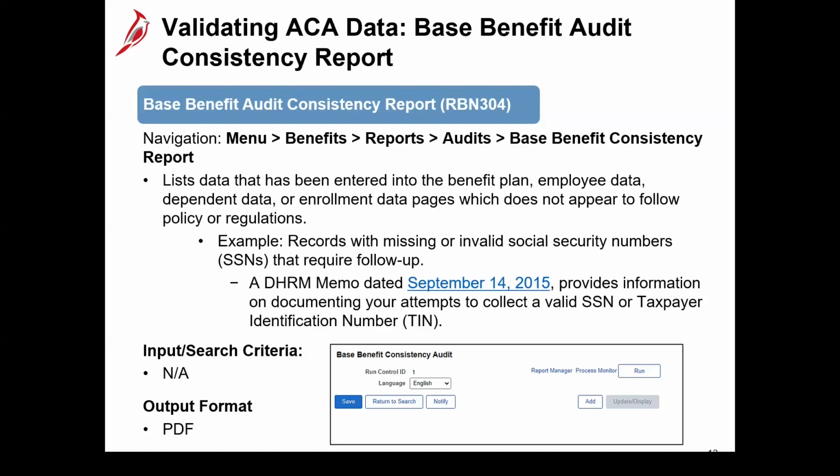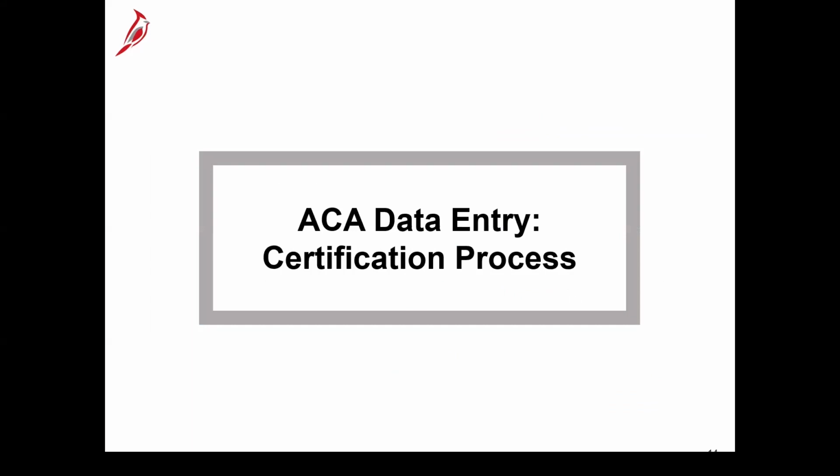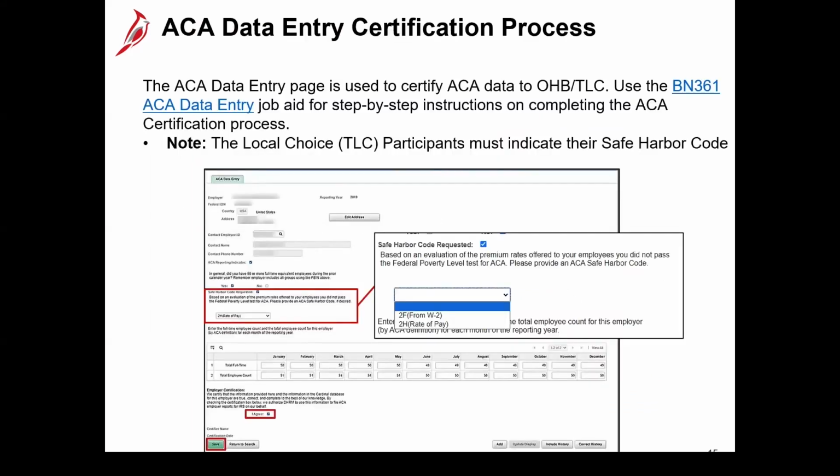Once you've looked at all the data and you're comfortable with the output, there's a certification process where you can communicate to the Office of Health Benefits that you have looked at this data and it's good to go. We'll pull this page up in Cardinal together in a moment. You'll note that there is a special step for Local Choice participants where they'll indicate what safe harbor code they're using on their forms. You must select this if you're a TLC.